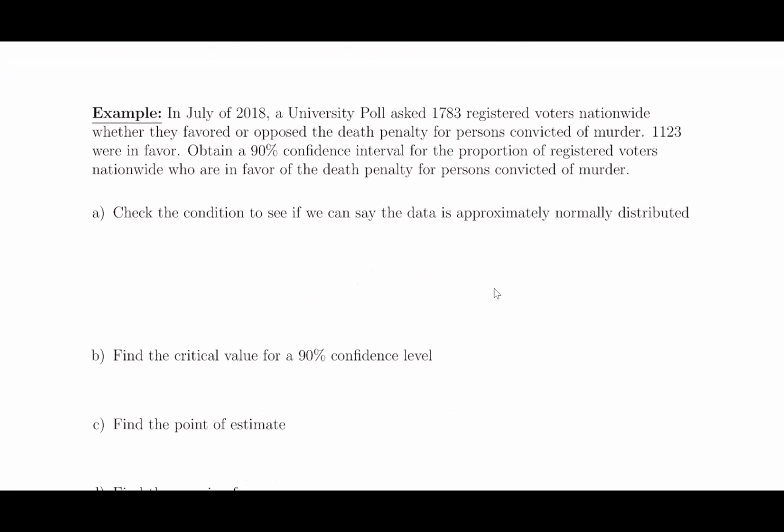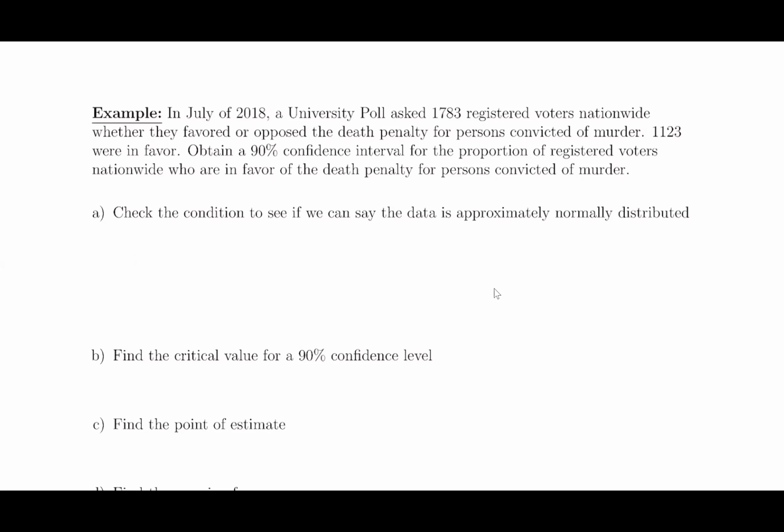For this one, it says: in July of 2018, a university poll asked 1,783 registered voters nationwide whether they favor or oppose the death penalty for a person convicted of murder. 1,123 were in favor. Obtain a 90% confidence interval for the proportion of registered voters nationwide who are in favor of the death penalty for a person convicted of murder.